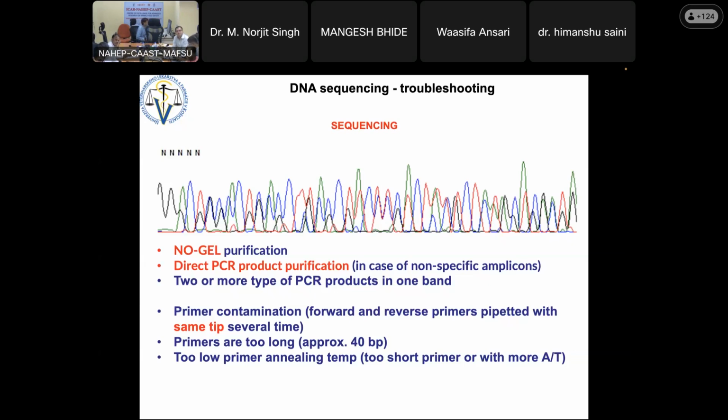Now, the mix is not equimolar, right? Because your student has taken forward first, then reverse, and she is doing routinely this kind of mixing. So this mixing is not equimolar. This is just contamination. So what will happen? You will have very good sequence, and intermittently you will have that mixture. Okay, so this is a primer contamination, forward and reverse, pipetted with the same tip.